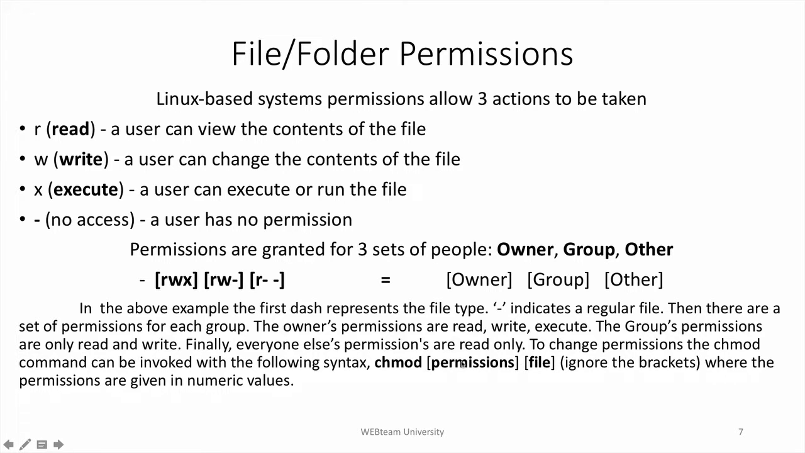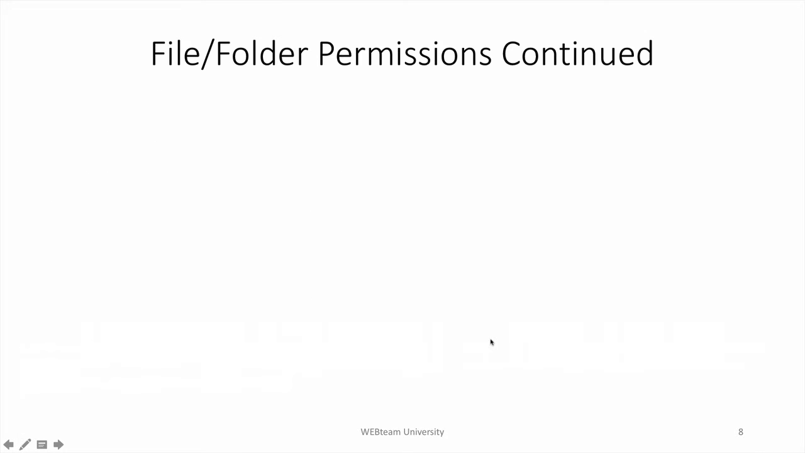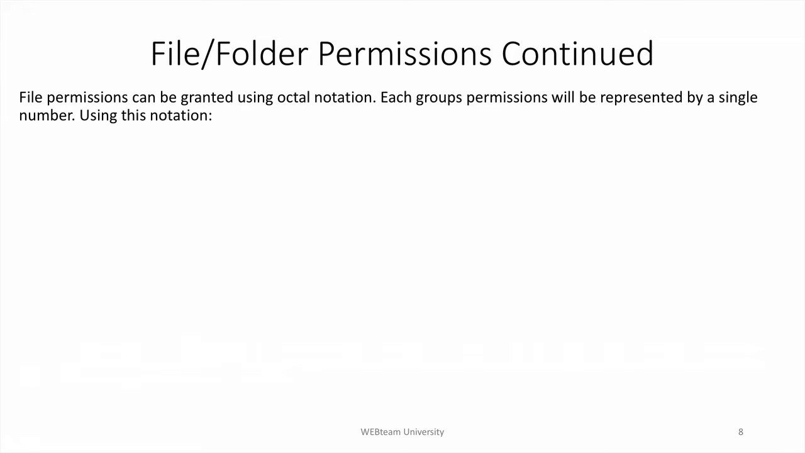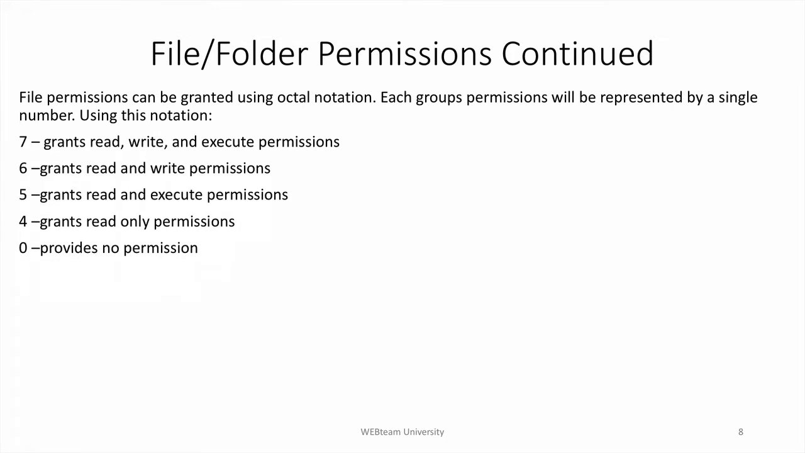Now, in terms of permissions, we're going to give those in numeric values. We're going to use the octal notation, which means each group is going to have a number, and that number is going to represent the permissions for that file or directory. 7 grants read, write, and execute. So for the entire owner group, instead of RWX, a 7 would be the same thing. A 6 grants read and write permissions. And you can see here 5, 4, and 0.